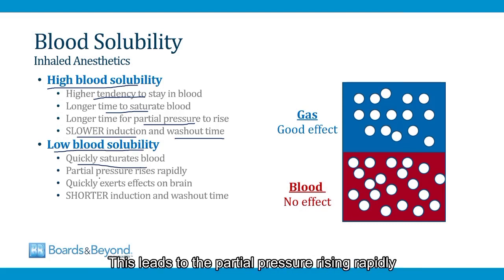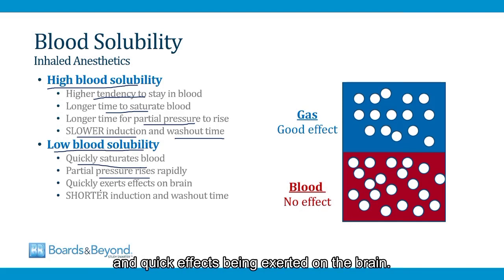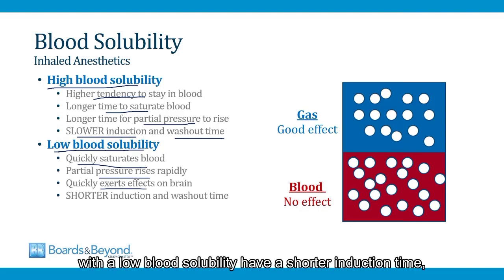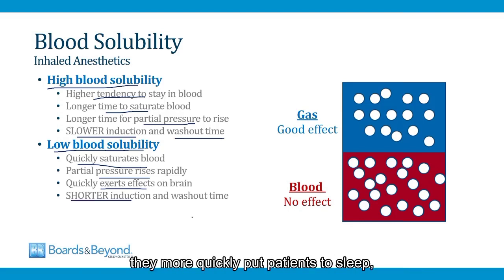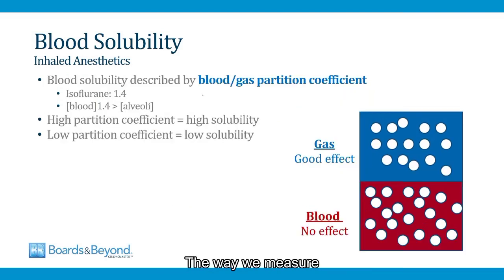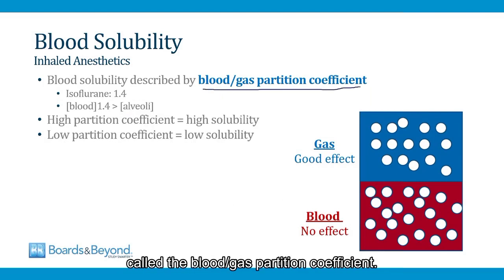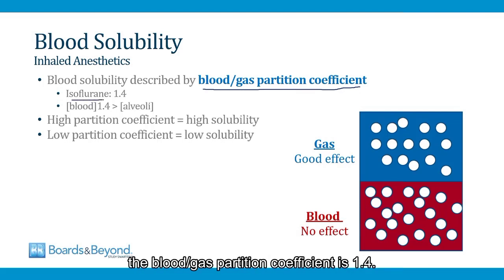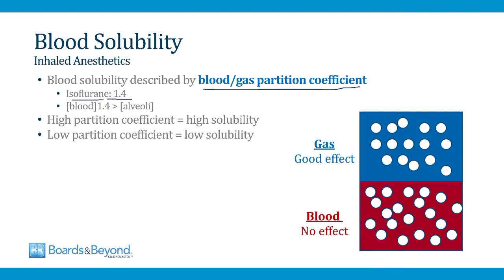This leads to the partial pressure rising rapidly and quick effects being exerted on the brain. So drugs that are anesthetic gases with a low blood solubility have a shorter induction time, they more quickly put patients to sleep, and they also wash out faster. The way we measure the blood solubility of a gaseous anesthetic is by determining a number for that drug called the blood-gas partition coefficient. For example, for the inhaled anesthetic isoflurane, the blood-gas partition coefficient is 1.4.